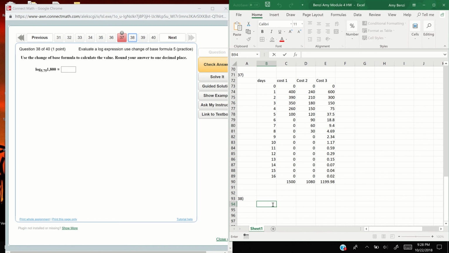So look here, if I want to do a log in Excel, I simply type in equals log, find it, double click. The number is always the big number. In this case, it's 1800. And the base is 5.75. And then I simply get my value. It wants me to round to 1 decimal place. I can round it myself, or I can let Excel round it for me.